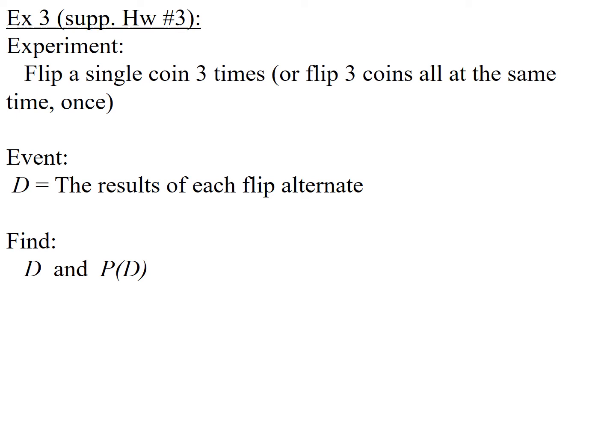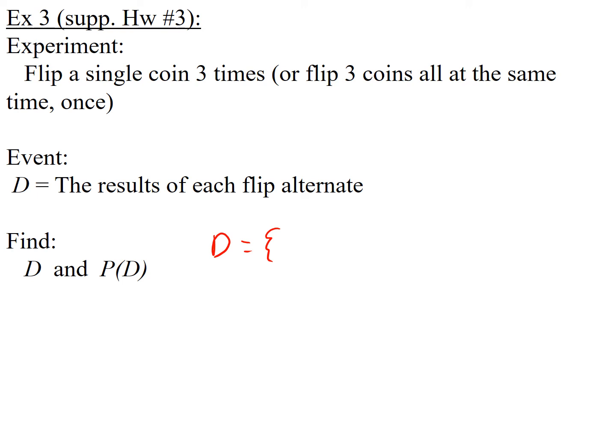Another event: the event that the results of each flip alternate. So you want to make a list again, okay? When you're finding D, you're going to make a list of all the outcomes of this experiment where the results alternate. When I say alternate, I mean if one of them's heads, the next one's tails, the next one's heads, the next one's tails, like that. They just keep going back and forth.